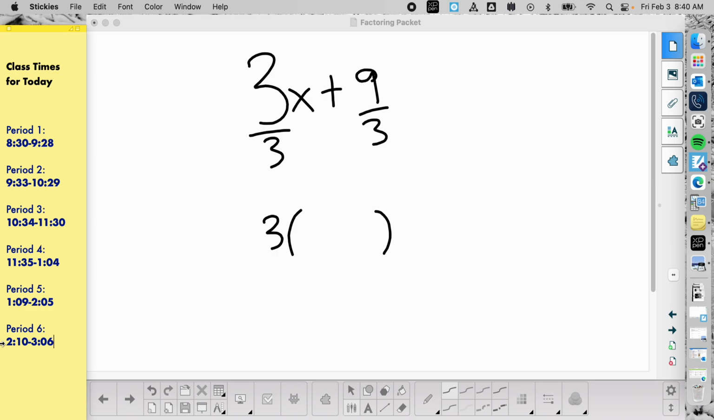What's the easiest way for me to say this? What do we get if we divide 3x by 3? Yeah, okay, so the answer you got for the first one goes right at the beginning of the parentheses.